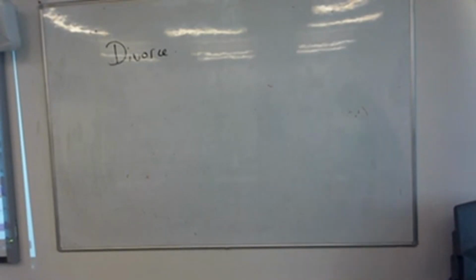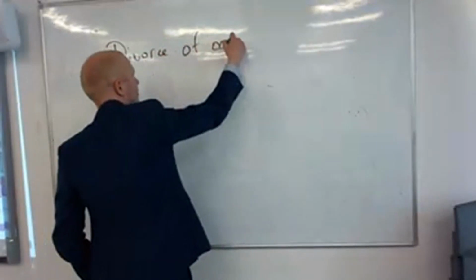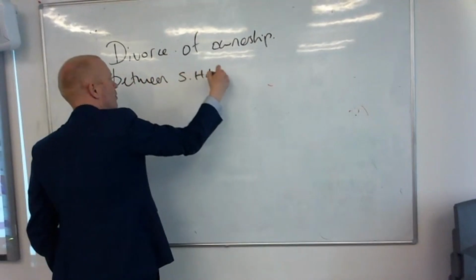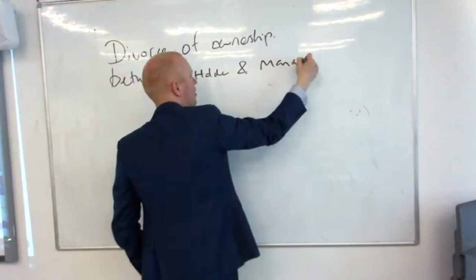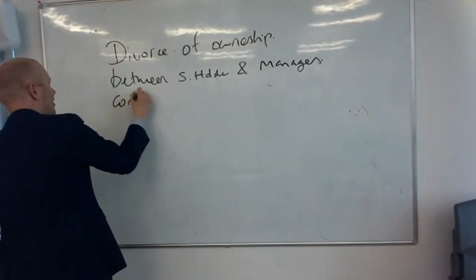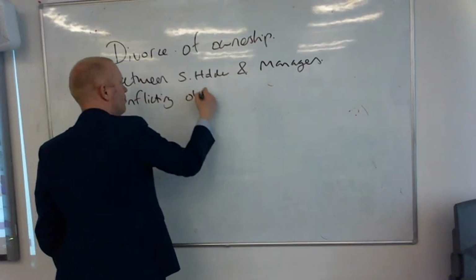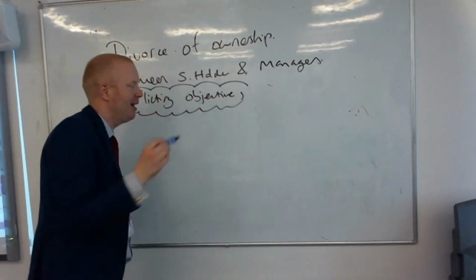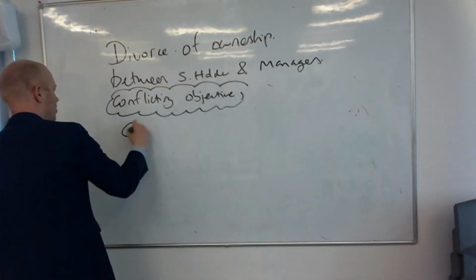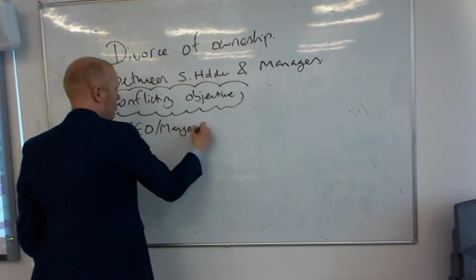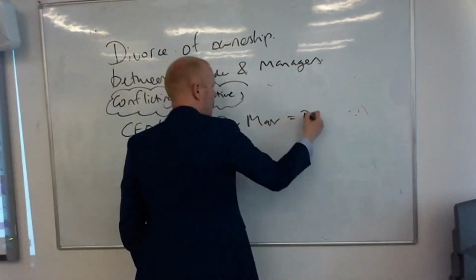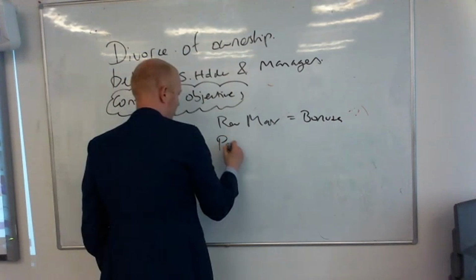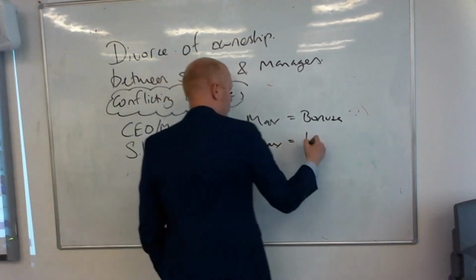Okay, so the principal agent problem is the divorce of ownership between shareholders and managers, and what that means is that they have conflicting objectives. That conflicting objectives is the key problem here. That is because the CEOs or the managers are focusing on revenue maximisation for their bonuses, and the shareholders would prefer profit maximisation, as this will maximise their dividend.